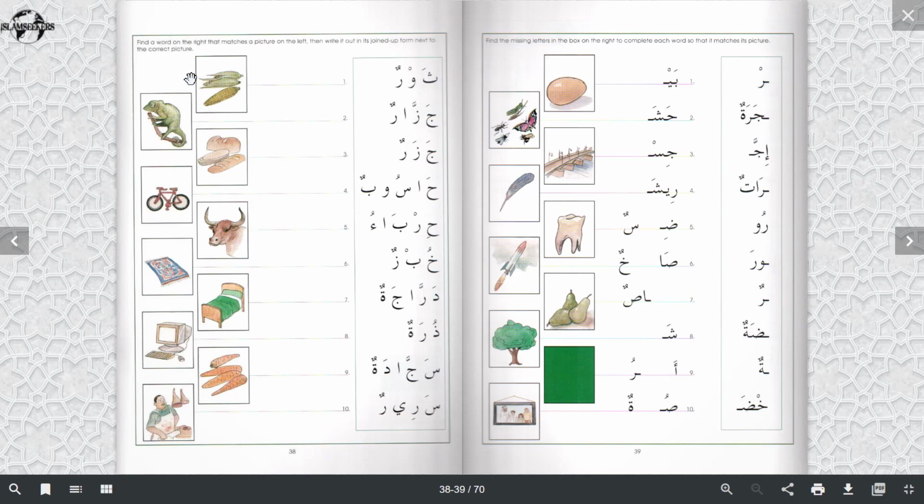Page 38. Complete the exercise on page 38 and then listen to the answers. Number 1. Dhuratun. Number 2. Hirba'u. Number 3. Khubzun. Number 4. Darrajatun. Number 5. Thawrun. Number 6. Sajjadatun. Number 7. Sarirun. Number 8. Hasubun. Number 9. Jazarun. Number 10. Jazarun.